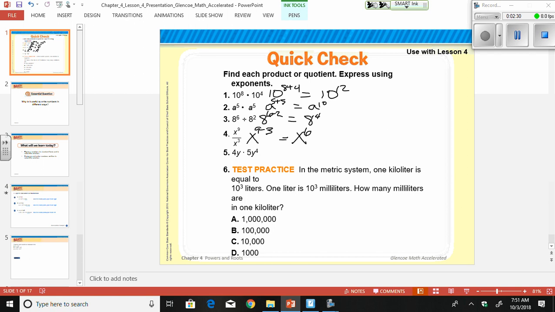4y times 5y to the 4th. We first do the coefficients out front. 4 times 5 is 20, and then it's y to the 1st plus 4, so we get 20y to the 5th.